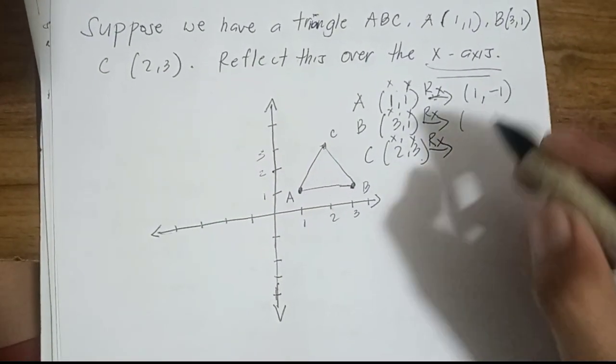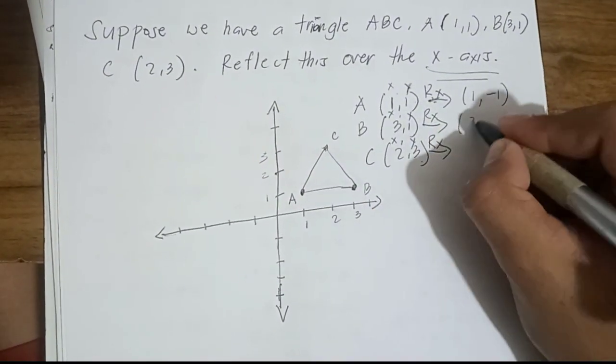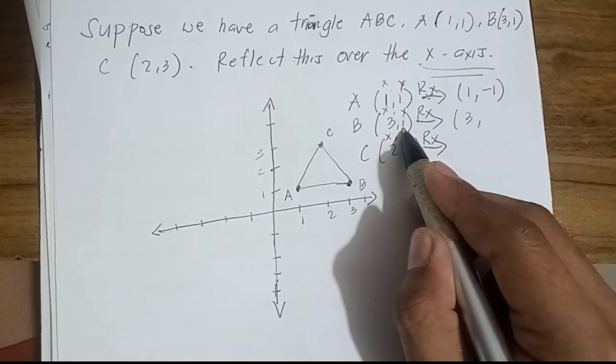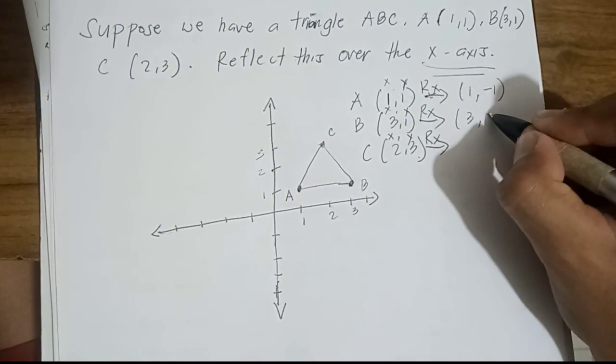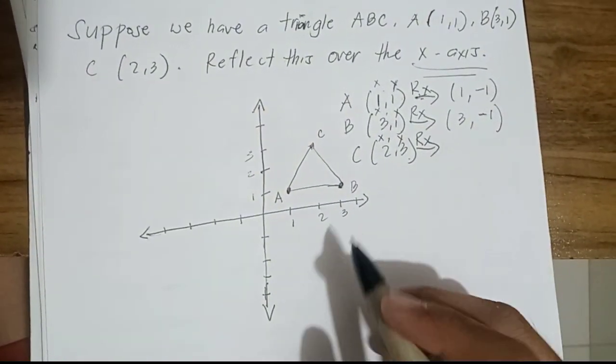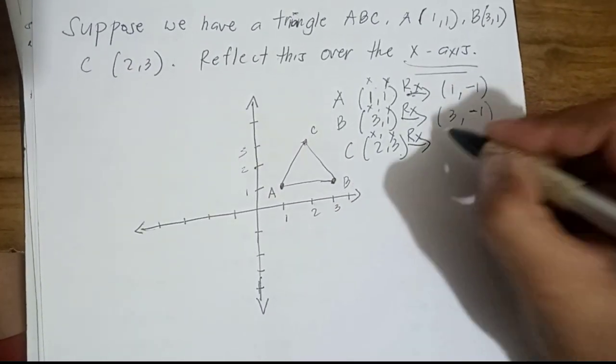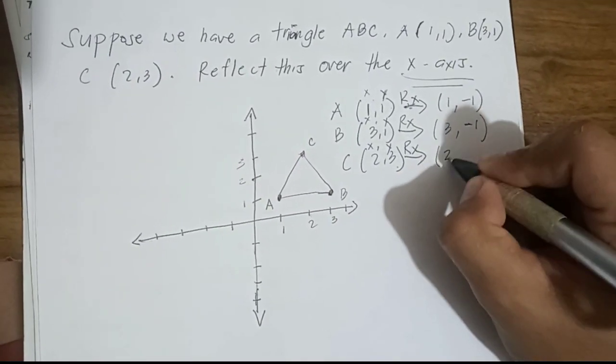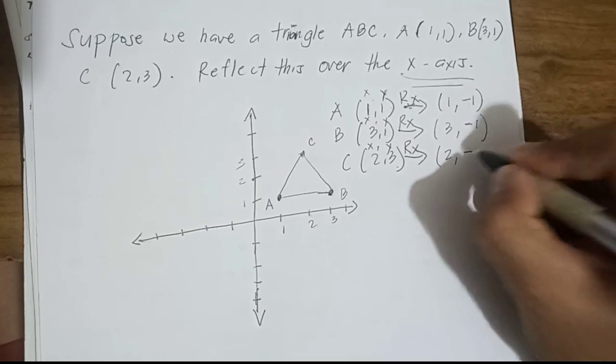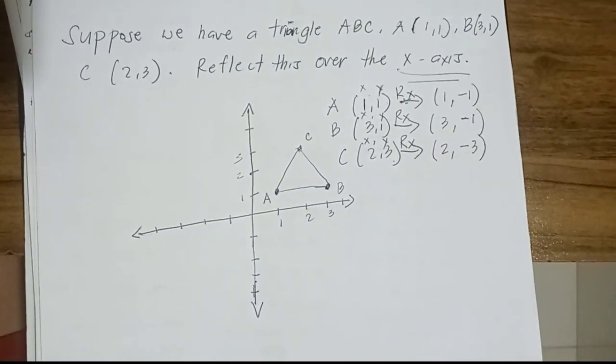Second, in point B, let's copy the 3. And in the y, we will negate the 1, so it is going to be negative 1. In point C, same process. Copy the 2, then negative 3.